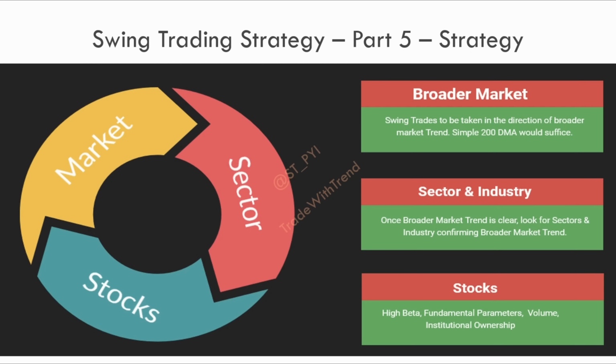Then once the market trend is established, we would move to the sector trend. For sector trend, again, a simple 200-day moving average suffices. And then we get down to individual stocks, where we have already discussed the criteria that need to be fulfilled, along with high beta, volume and institutional ownership. We are looking for the fundamental parameters that need to be fulfilled. That is, the company should be low on debt, it should be a high growth stock, and market cap should be greater than 5,000 crores.